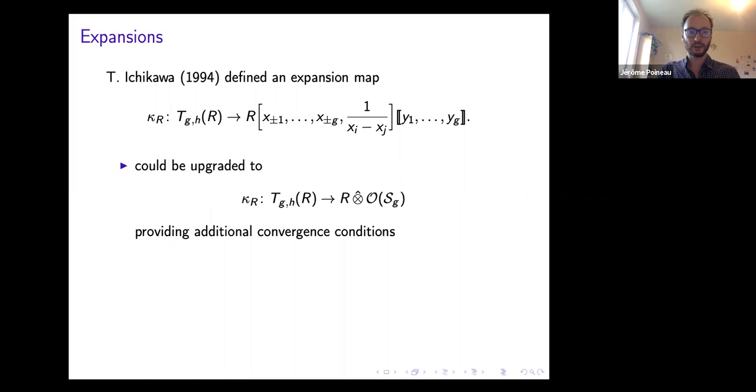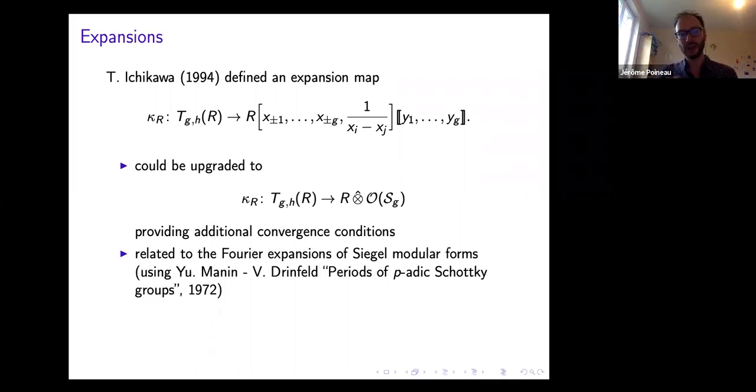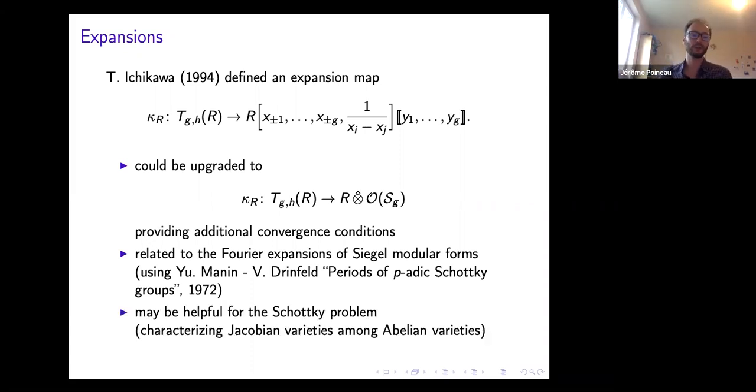Okay, and something nice you would like to do is also to relate those expansions to the Fourier expansion of Siegel modular forms. And Ichikawa does this too, relying heavily, of course, on Manin and Drinfeld's paper about periods of periodic Schottky groups, because this paper does exactly what we need, meaning relating the uniformization of a curve to the uniformization of its Jacobian. Okay, and next, what we would like to do is to use those to study the Schottky problem, so of characterizing Jacobian varieties among abelian varieties.